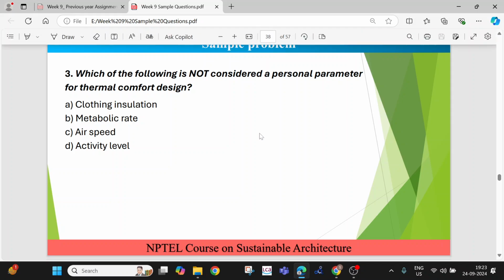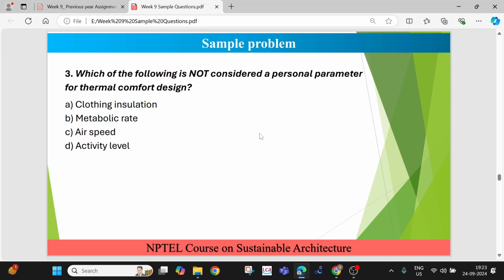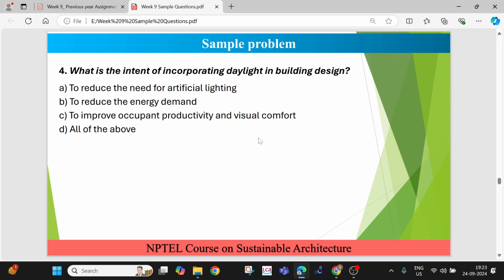C is the right answer for this. The other options like clothing insulation, metabolic rate, or whatever activity you are involved in, all these are personal parameters and will vary from person to person. But option C, you can eliminate from the personal parameters for thermal comfort design. And let's move to the next question. Question number 4.